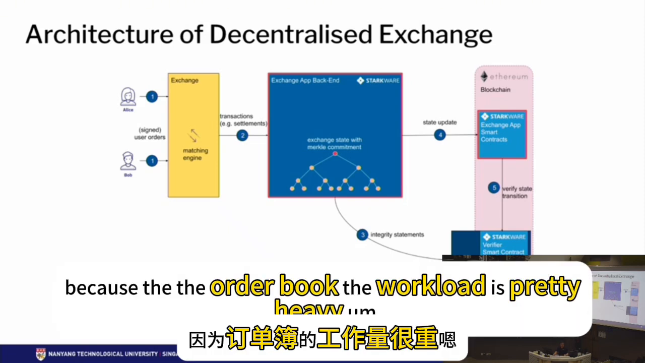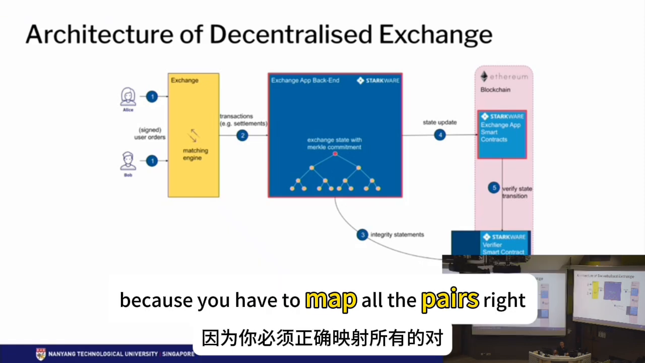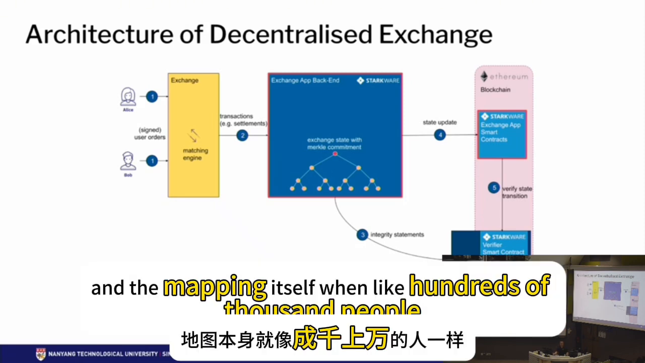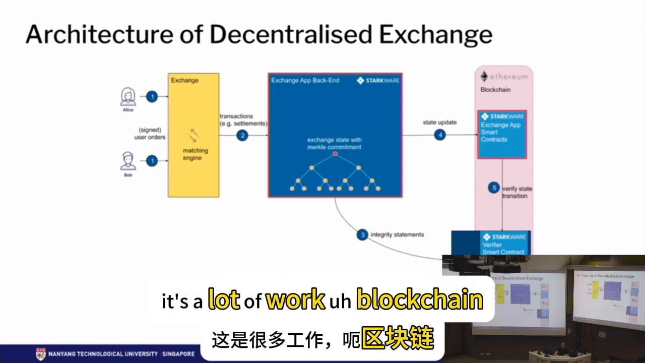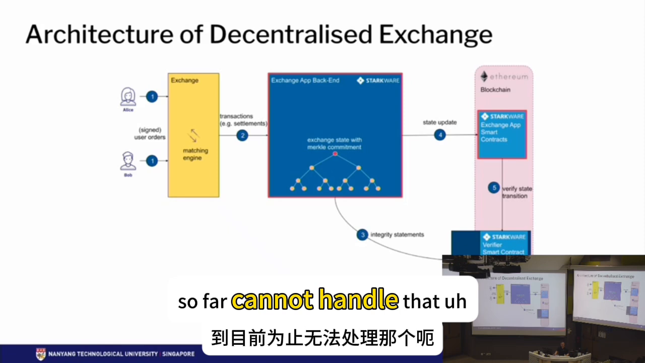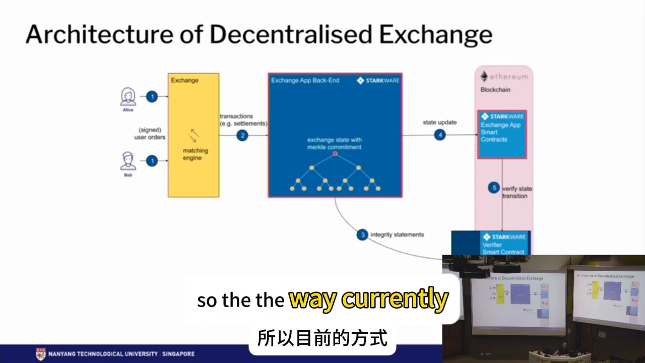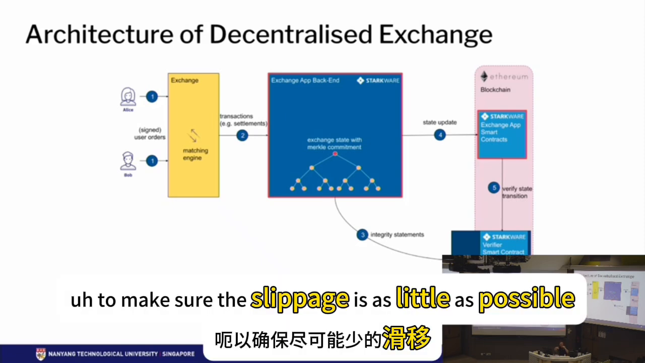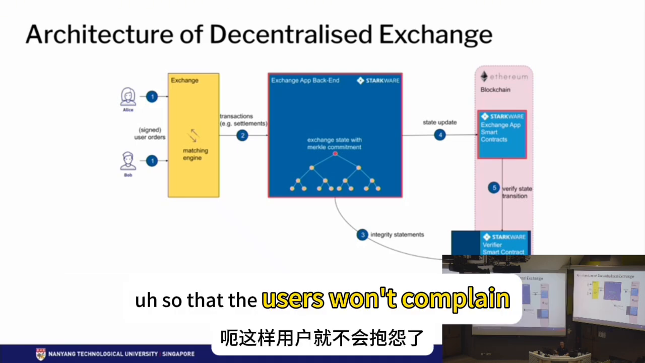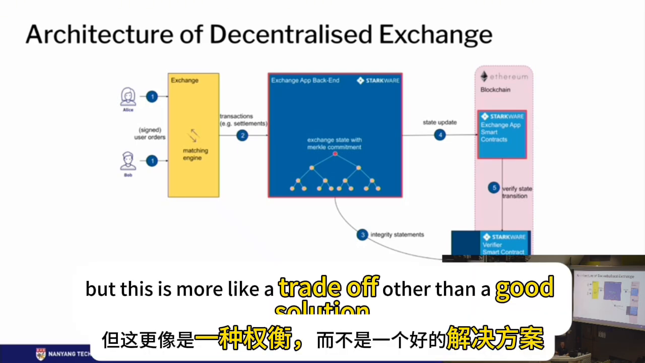Yes, because the order book workload is pretty heavy, since you have to map all the pairs. And the mapping itself, when hundreds of thousands of people are trading together, is a lot of work. Blockchain so far cannot handle that. So the way blockchains currently try to resolve this is by using AMM to make sure the slippage is as little as possible so that the users won't complain. But this is more of a trade-off than a good solution.